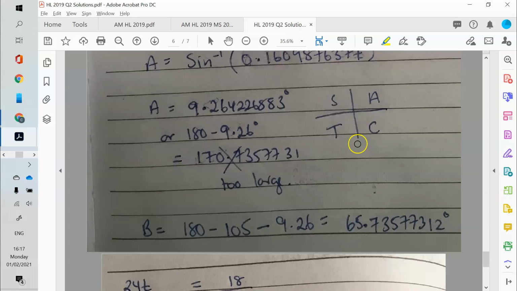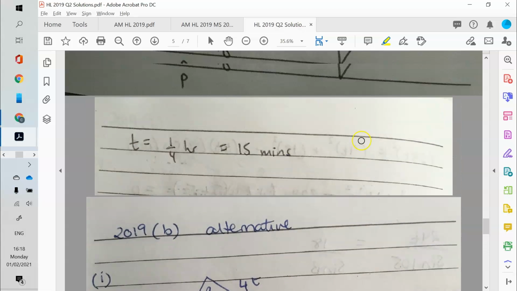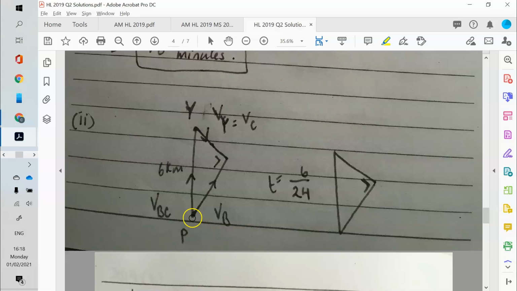So the diagram for this: our rescue boat is at P, and it's trying to get to the yacht, which is 6 kilometers due north. We need to intercept the yacht, which is currently 6 kilometers due north away. But the yacht isn't fixed, it's moving with the current. We have the calculations for the current up above, so we know the current is going to pull the yacht in this direction.